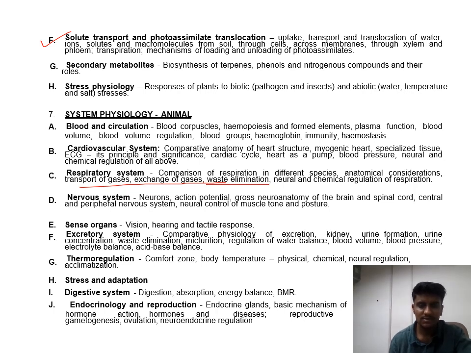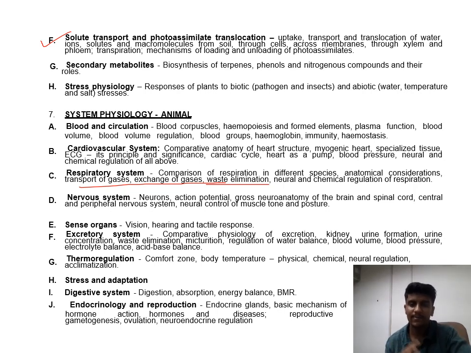Then we have nervous system, so neuron, action potential, nerve conduction velocity, laser Doppler, very important, that is frequently asked. Then we have a lot of different iPSCs, induced pluripotent stem cells, HSC, hematopoietic stem cells, that are frequently asked in examination. Sense organs, so eyes, nose, ears, teeth are basically very famous sensory organs.